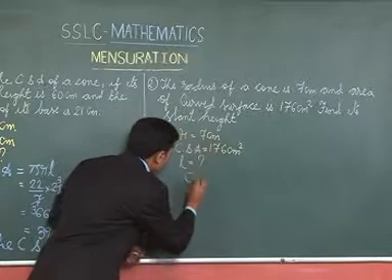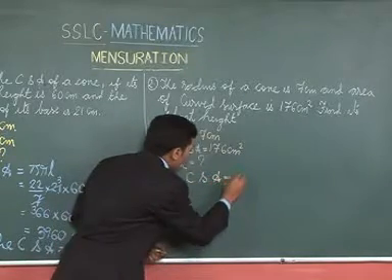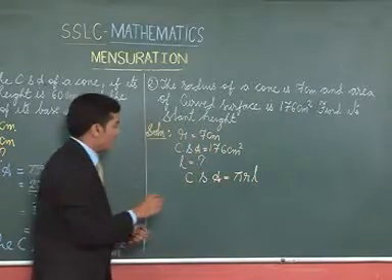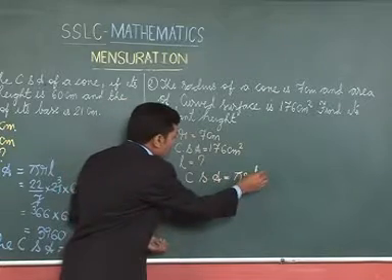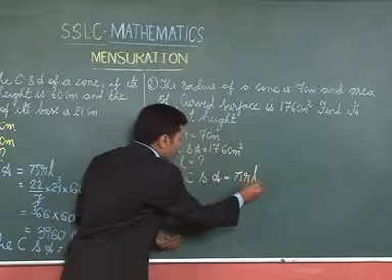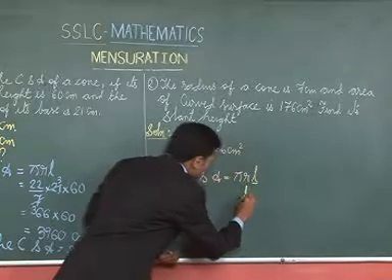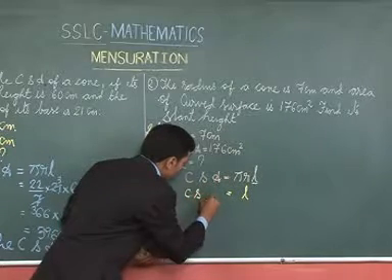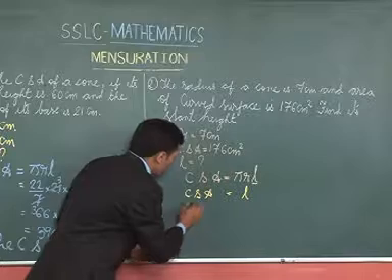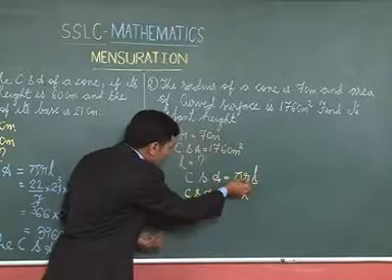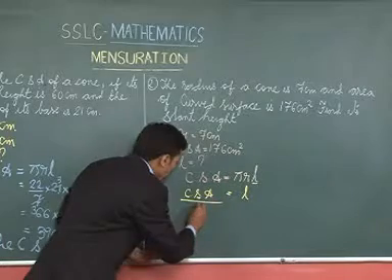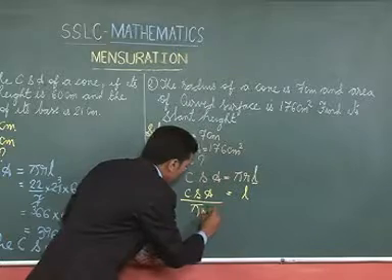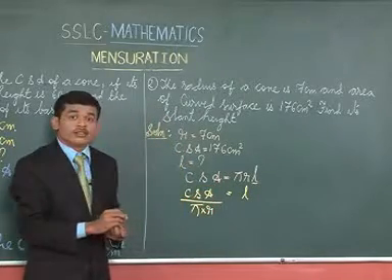The formula for CSA is pi r L, where r is the radius and L is the slant height. And now we have to calculate the slant height. So keep it here and bring all the quantities to the other side. So we have a formula for slant height: L is equal to CSA divided by pi into r. When you bring it to this side, it comes into the denominator. So this is the formula to calculate the slant height.